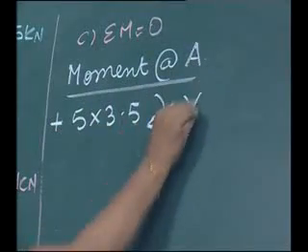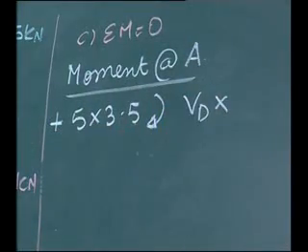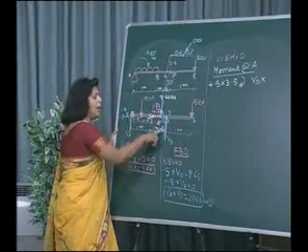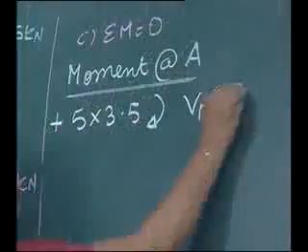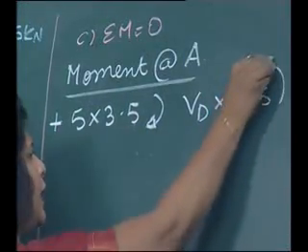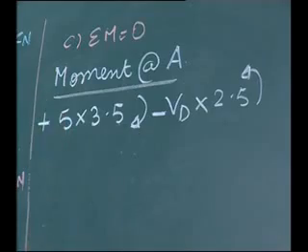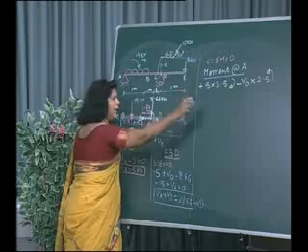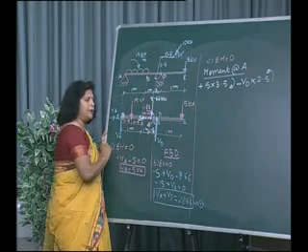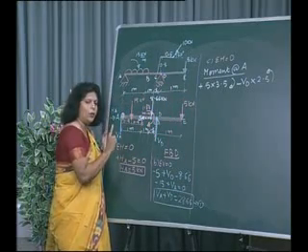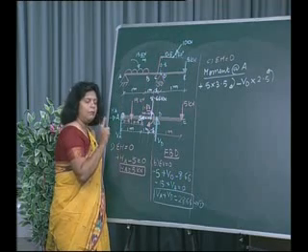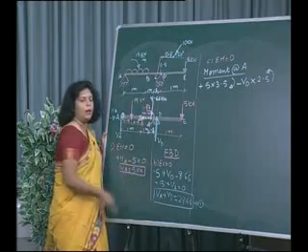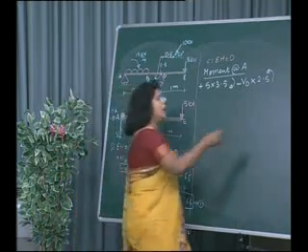Then second is VD. So VD into what is the perpendicular distance up to point A. Up to point A the perpendicular distance is 1, 2 and 2.5. So VD into 2.5. It is rotating in the anti-clockwise direction, so minus. Third is the couple. For a couple we have to put directly the value, no need to multiply by distance. If it is anti-clockwise you have to take minus, if it is clockwise you have to put plus. The couple is of value 1.83 in the clockwise direction, so directly put the value 1.83.